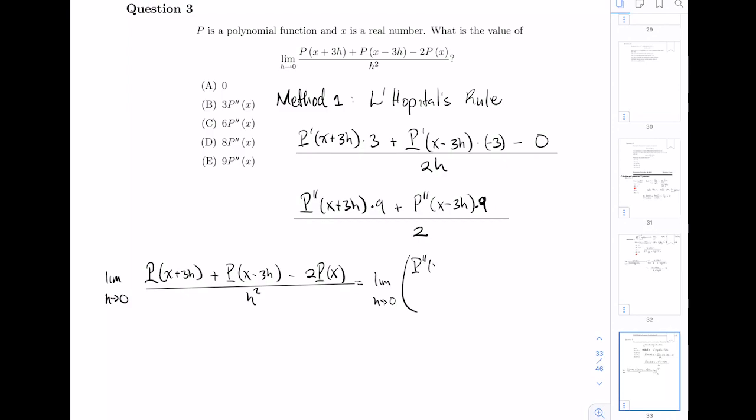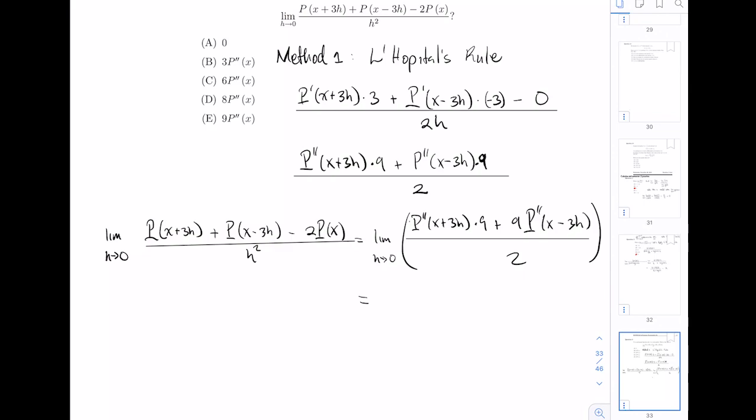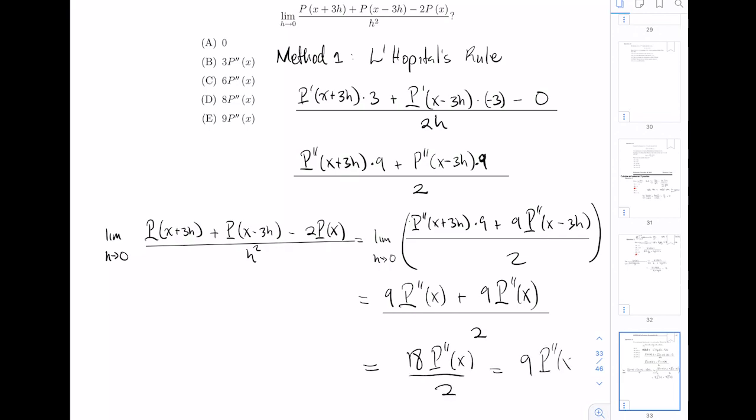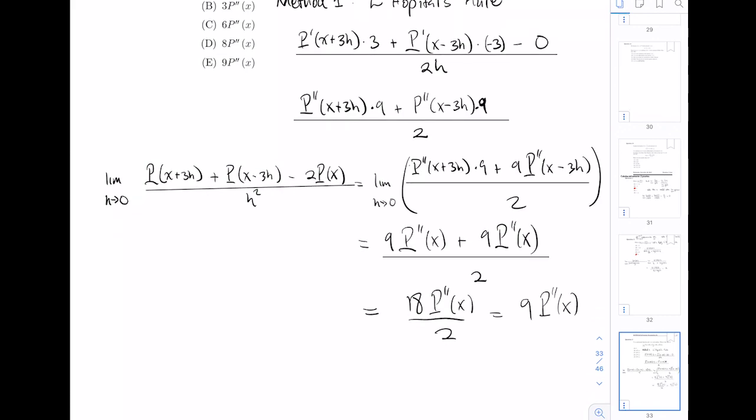p prime prime of x plus 3h times 9 plus 9 times p prime prime of x minus 3h, all divided by 2. And now, since the form is no longer indeterminate, I can plug in h equals 0. So this gives me p prime prime of x times 9 plus 9 times p prime prime of x as well, divided by 2, which is equal to 18 p prime prime of x over 2, which is equal to 9 p prime prime of x. Okay, wow, that's pretty neat.